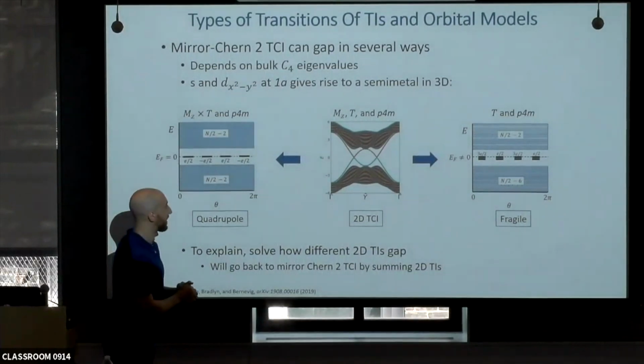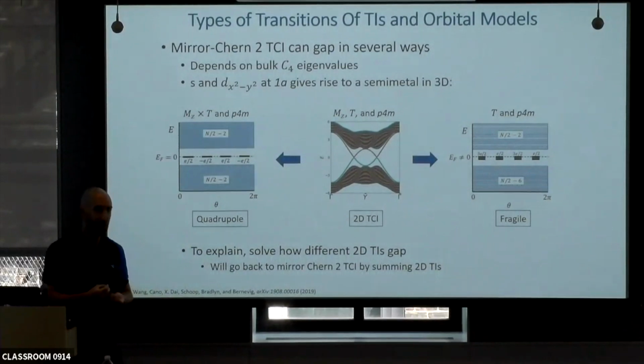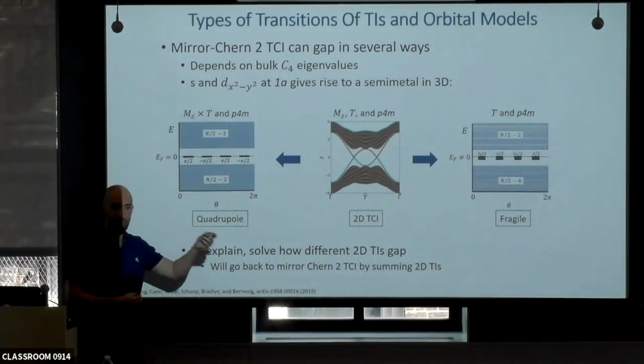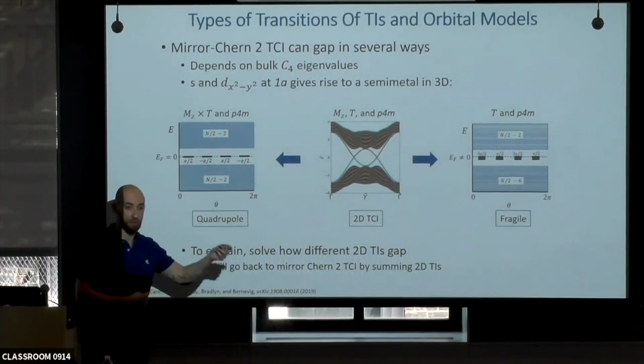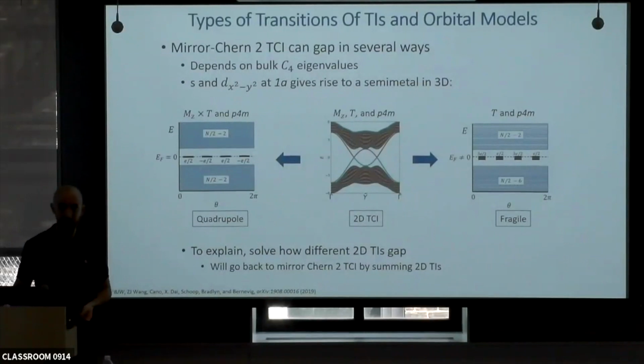So basically to understand this, you want to understand why does this specific 2D TCI phase allow it to gap to fragile and allow it to gap to quadrupole? With an eye on what does this have to do with 3D Dirac semimetals? And so to explain this, what we can do is think of, I have a 2D TCI, which is sort of like the sum of 2 2D TIs.